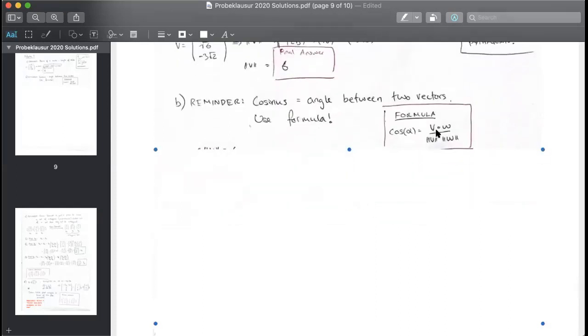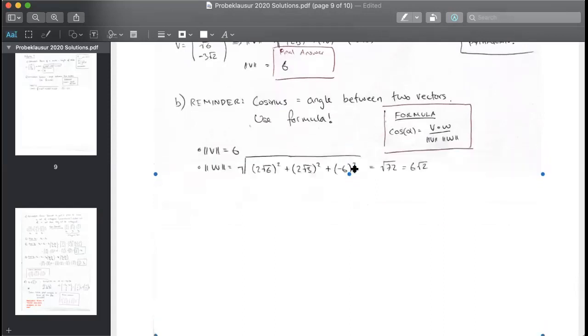What do dot product and norm mean? We'll see soon. But first, we know that we need the norm of v and the norm of w. We know the norm of v from the previous part, so let's first find the norm of w, because we need it in the formula. The norm of w is still the same: each component of w squared, and take the square root of all that, and you'll get the norm.